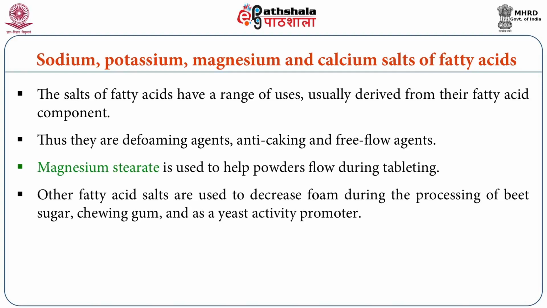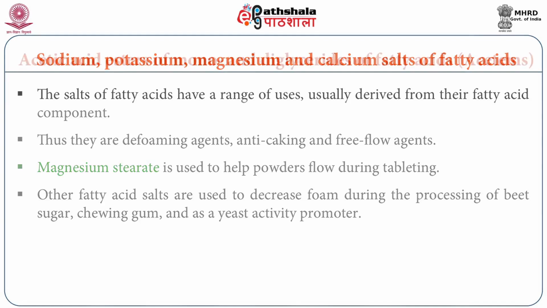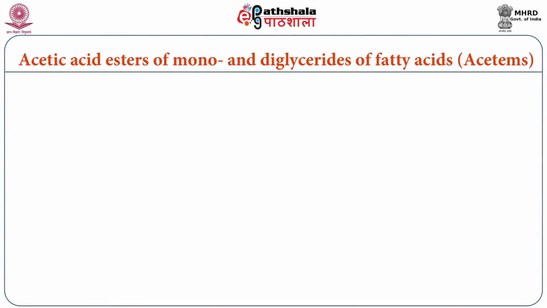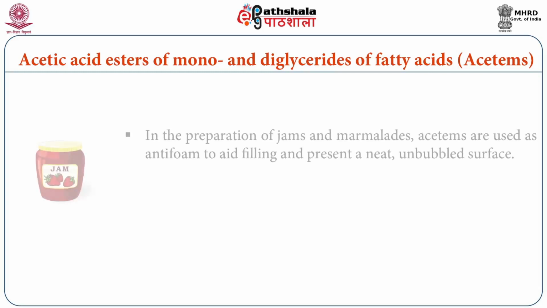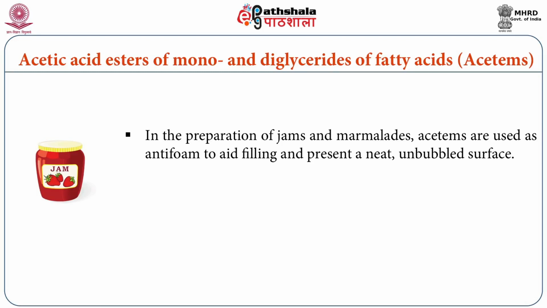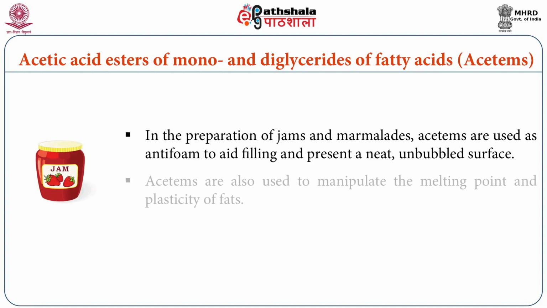The other fatty acid salts are used to decrease foam during the processing of beet sugar, chewing gum, and as a yeast activity promoter. The next category of ingredient is acetic acid esters of mono and diglycerides of the fatty acids, which is generally known as acetems. In the preparation of jams and marmalades, acetems are used as an anti-foam to add a filling and present a neat unbubbled surface. Acetems are also used to manipulate the melting point and the plasticity of the fats.